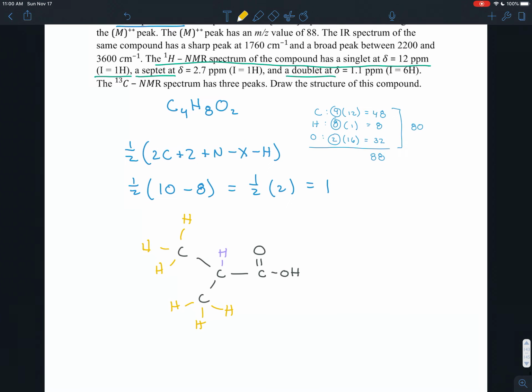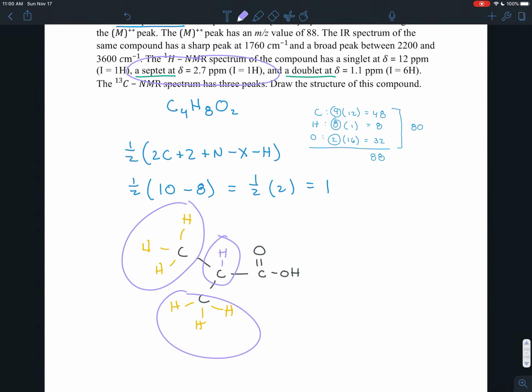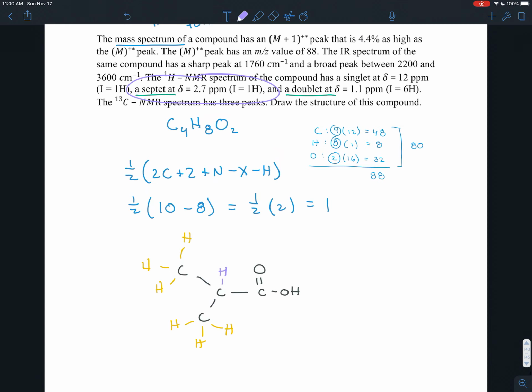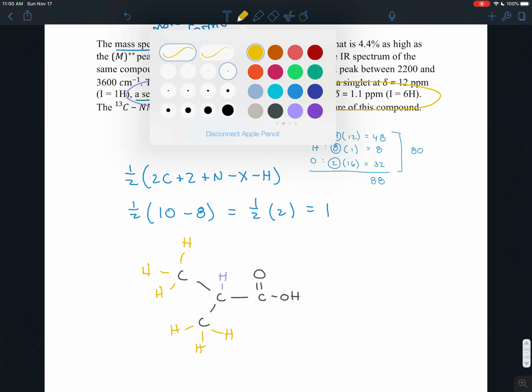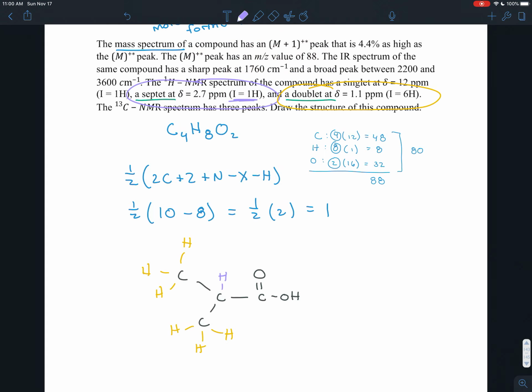And we can confirm that by the shifts. So, well, first we can look at the integrations. The septet has just 1 hydrogen in it, so that's the purple hydrogen here, surrounded by 6 hydrogens, so it splits into 6 plus 1, or 7 peaks. And then we have the doublet with 6 hydrogens. There are 6 hydrogens here. They're next to just 1 hydrogen, so they split into 1 plus 1, or 2, so a doublet peak. And you see the integrations match those, so 1 and 6.